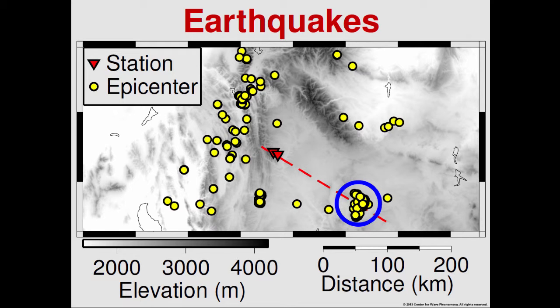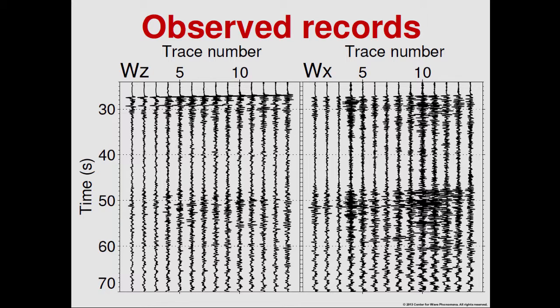So the next slide shows an example of observed records in the vertical and horizontal components. This horizontal component is already rotated to align with the direction of the receiver array, which means we can consider it a radial component. Time zero of this data is the origin time of the earthquake, and direct P waves arrive at around 30 seconds, and direct S waves arrive at around 50 seconds.